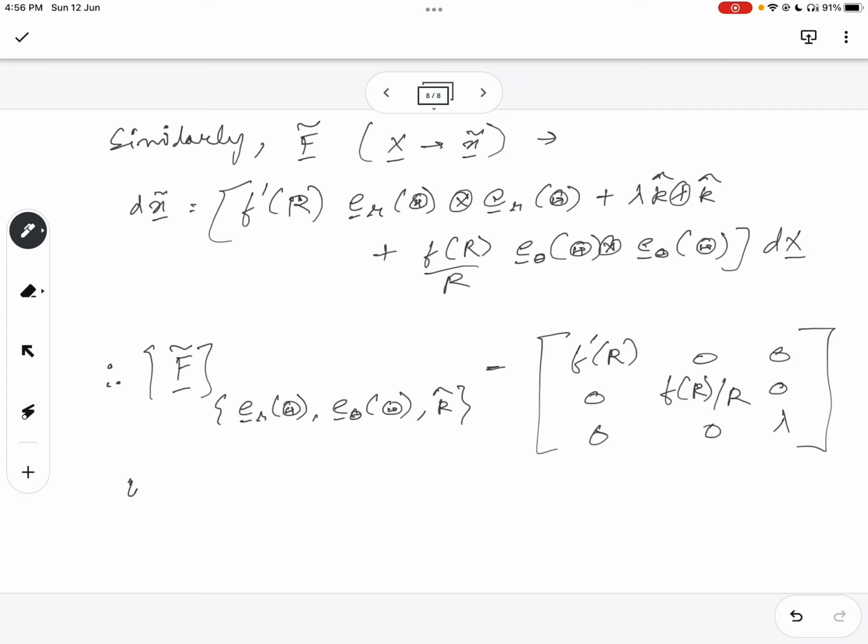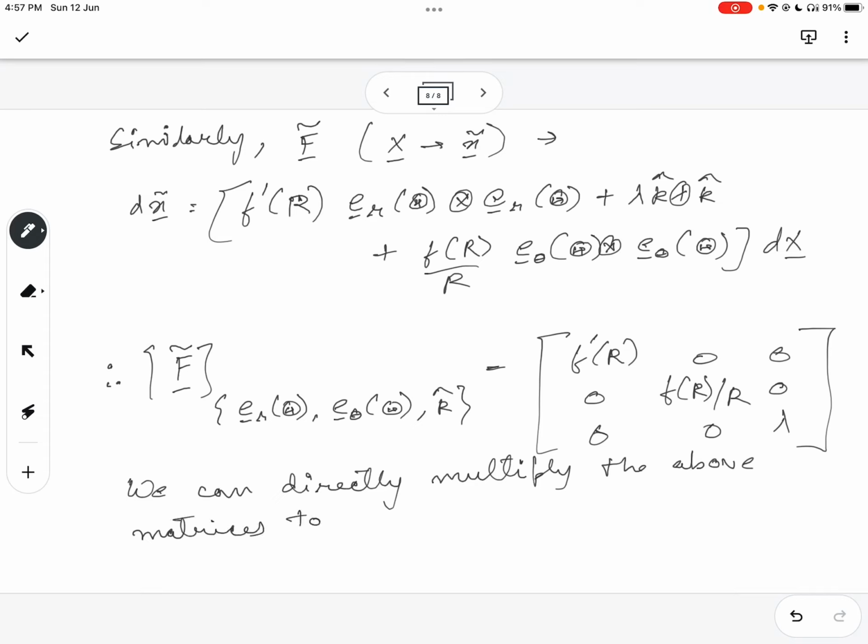There's no need to change the basis for either of them. We can directly multiply the above matrices to get F, and hence C, which is F transpose F, and B, which is F F transpose.